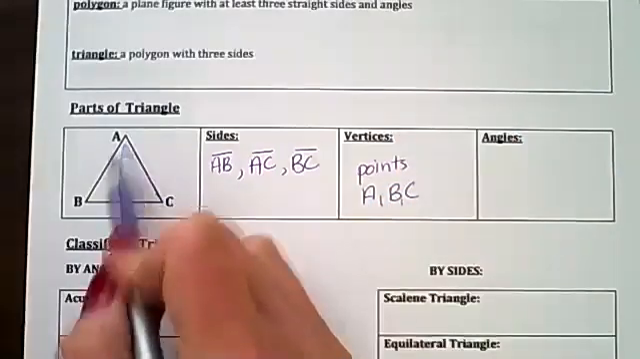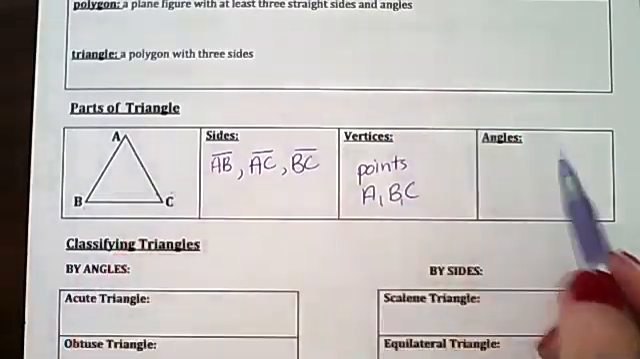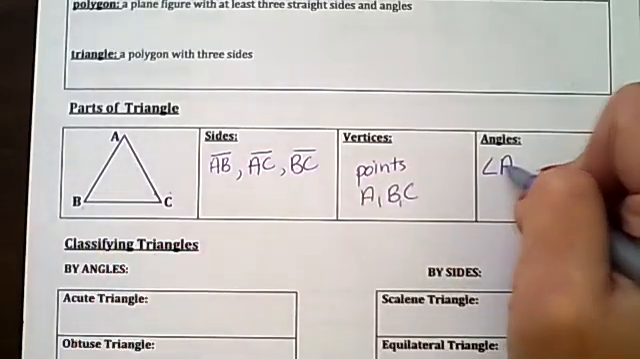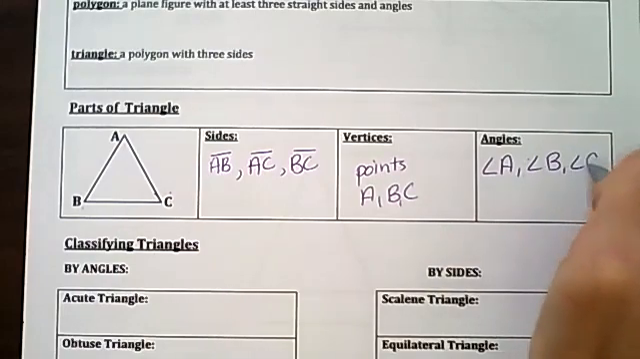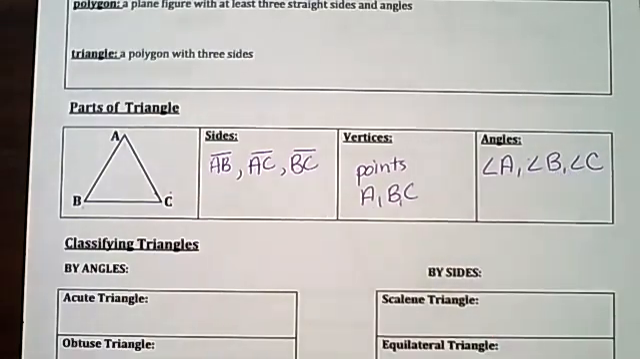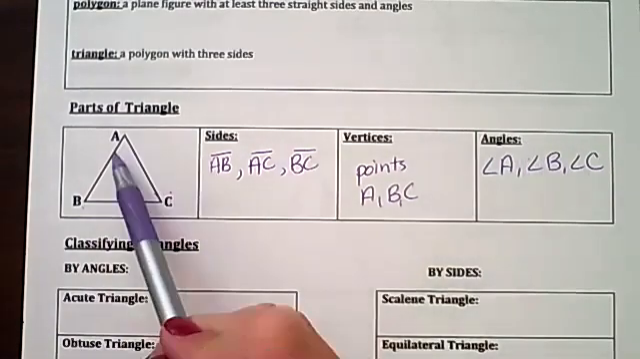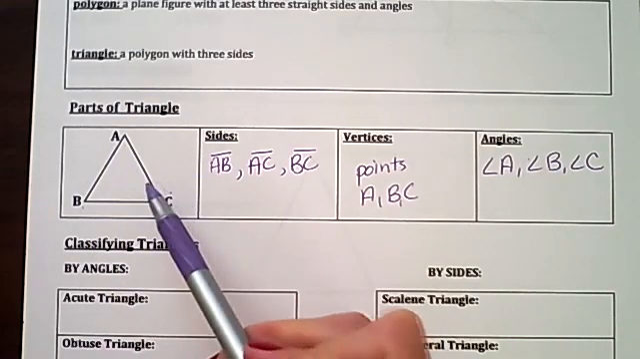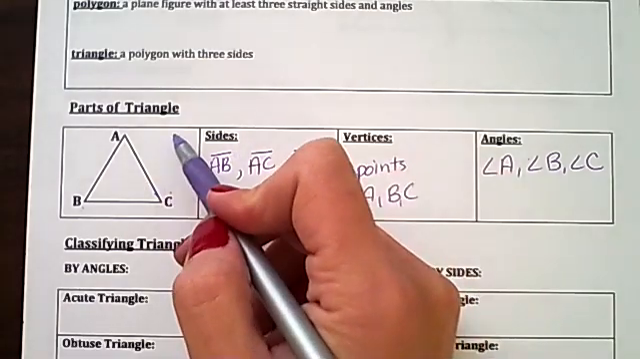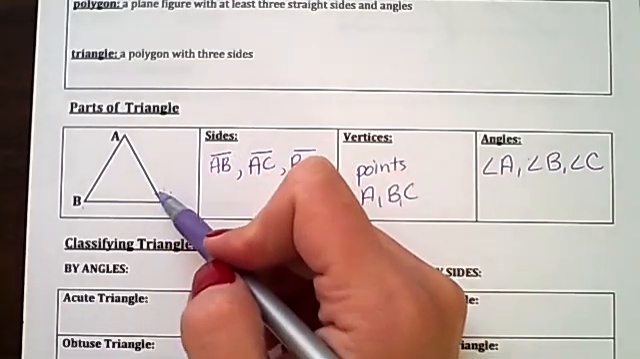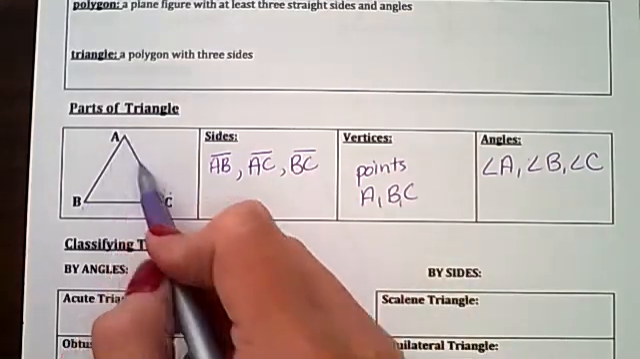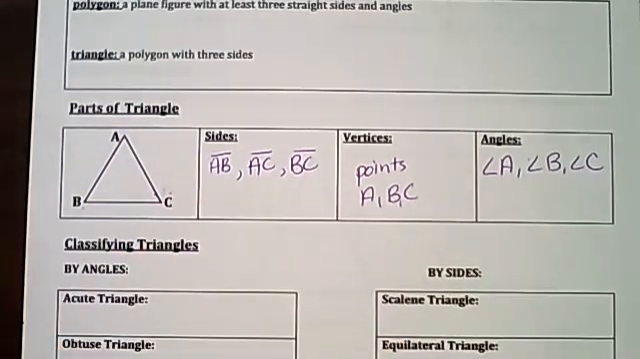Where the sides meet, these are the corners, these are the vertices. And the angles are also where the vertices are, so the angles would be angle A, angle B, and angle C. I can name them with just one letter because there's no other angle with A as its vertex, no other angle with B as its vertex, and no other angle with C as its vertex. If there were other angles, like if I drew a line here, I couldn't call this angle C. You can also name them with 3 letters; remember, A could also be BAC or CAB. So those are the parts of a triangle.